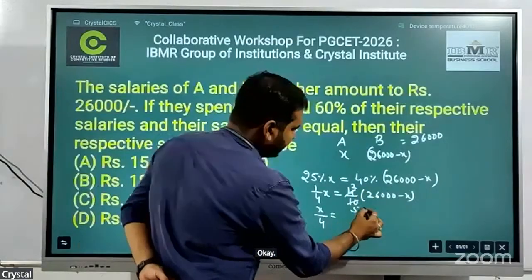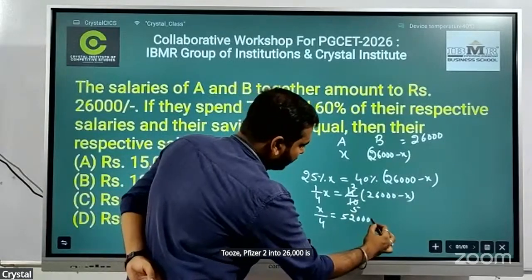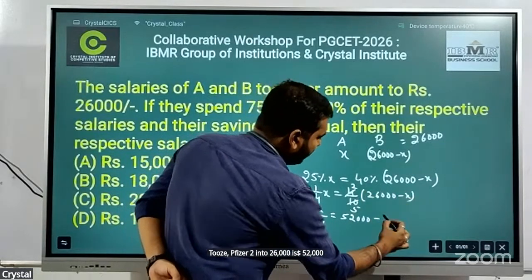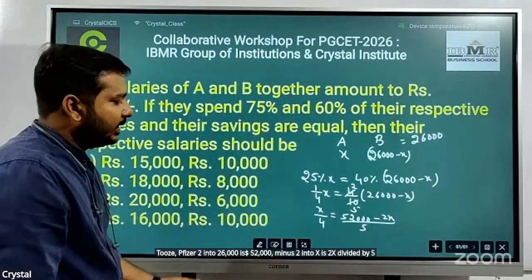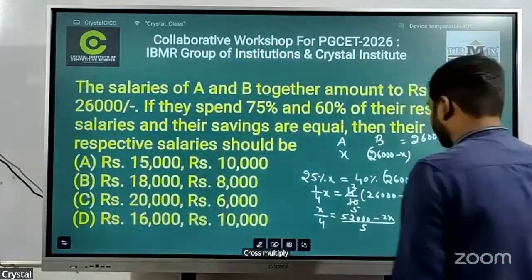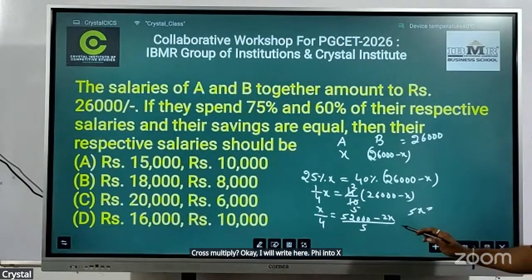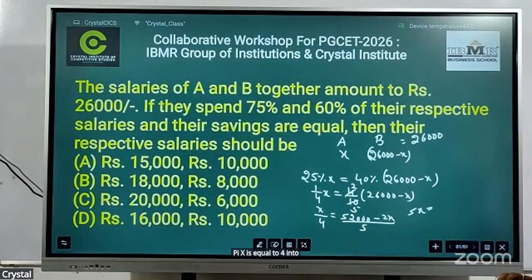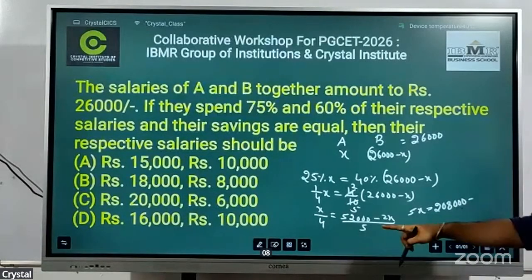2 into 26,000 is 52,000 minus 2 into X is 2X, divided by 5. Here it is divided by 4, here divided by 5. Cross multiply: 5X is equal to 4 into 52,000. 4 into 52,000 is 208,000 minus 4 into 2X, which is 8X.